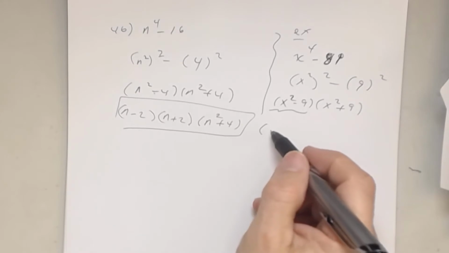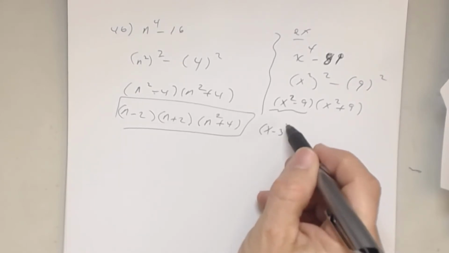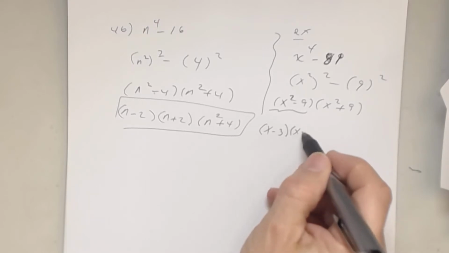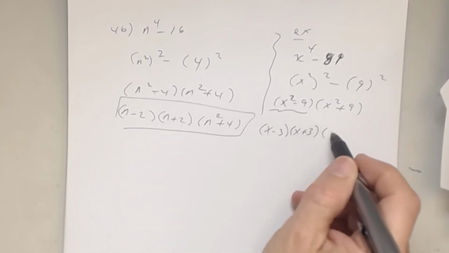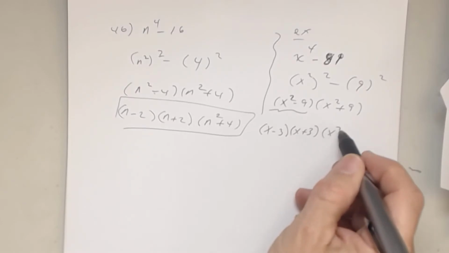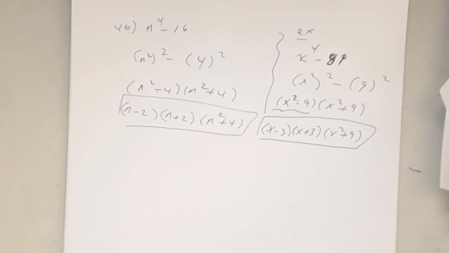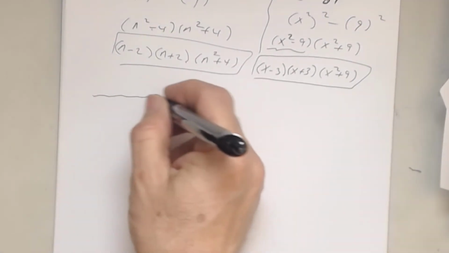How can I factor that? No, not 9 and 9. 3. X minus 3 times x plus 3. And then the final factor is x squared plus 9. Okay. So that's the difference of 2 squares and the sum of 2 squares. That's all that is. So it's easy to deal with. Not difficult. Okay? Now, look at this.